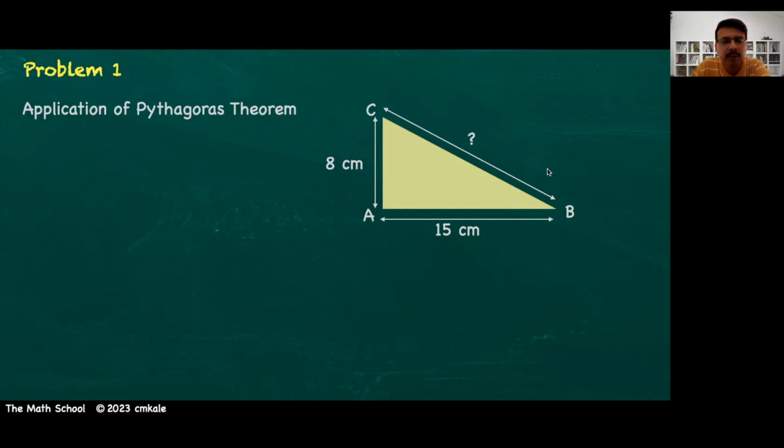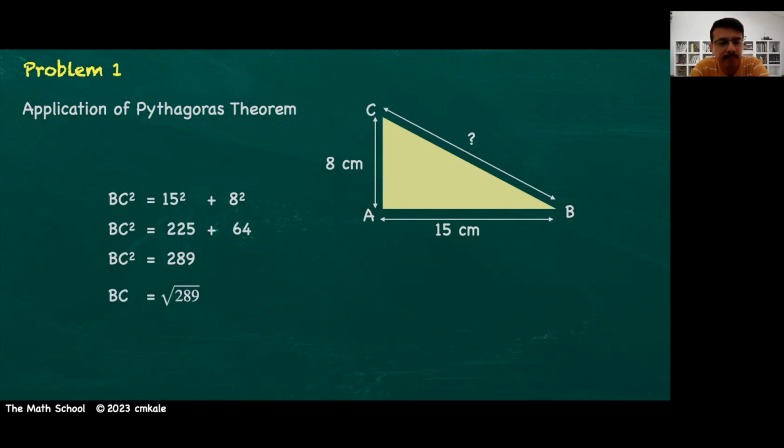With the application of the Pythagoras theorem, BC square is equal to 15 square plus 8 square, right? So how much is 15 square? Ideally you should know this, but in case you don't, you can use our quick hack to find the square of numbers ending in 5. If you haven't seen that video, I suggest that you go and look at it. In this case, 15 square is 225 and 8 square is 64. So BC square is 225 plus 64, which gives us BC square as 289. So how much would be BC? It would be the square root of 289.